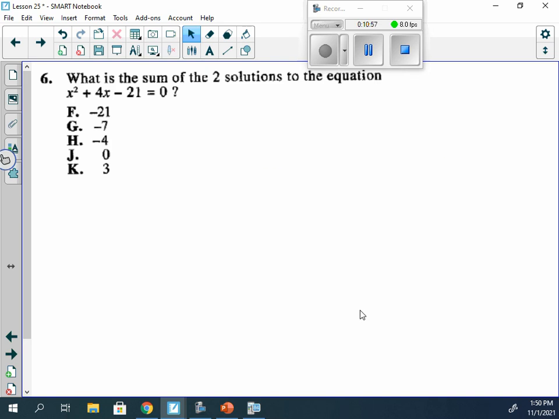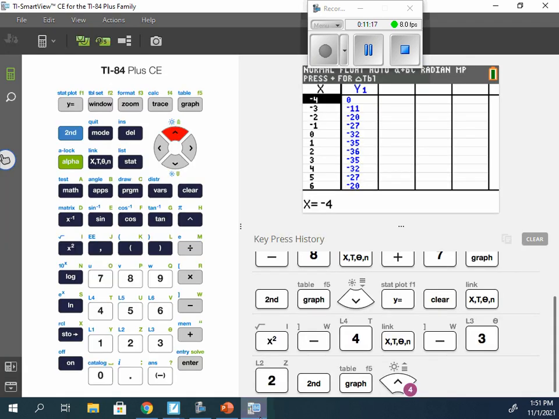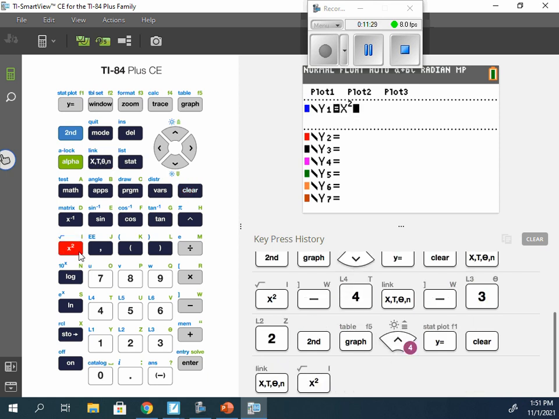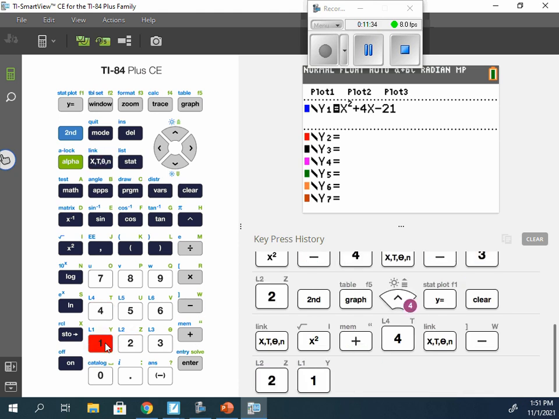Let's look at number 6. What is the sum of the two solutions to the equation x squared plus 4x minus 21 is equal to 0? Well, here we can't just plug the numbers in because it's asking for us to add our two solutions together, or sum. So what we have to do is plug it into the graphing calculator. So for this one here, we can say x squared plus 4x minus 21. So we can type it into the graphing calculator.